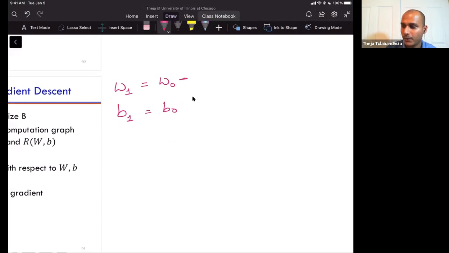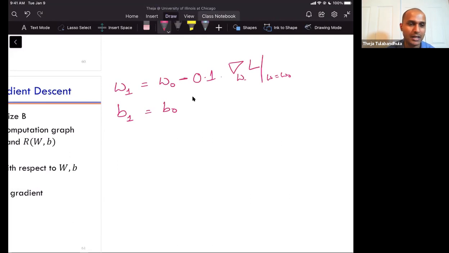So W naught minus some learning rate, and I said this is just a constant. I don't even want to write alpha. Let's say 0.1 times the gradient of the loss with respect to W. And the gradient of loss with respect to W is evaluated at W equal to W naught, which means that if the gradient is still a function of W, you substitute the value of W naught there, because depending on where W naught is, maybe the gradient is high or low.